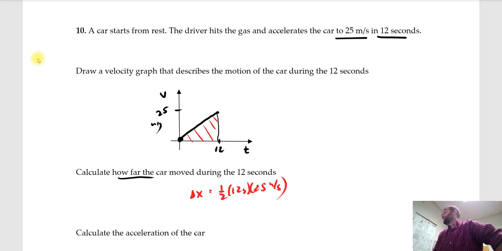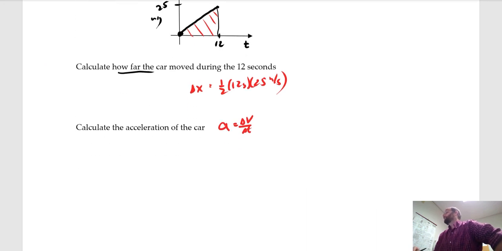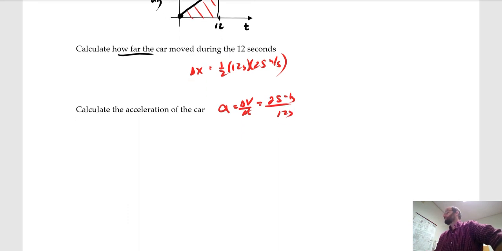Acceleration, right? Just have to know how that's calculated. Change in velocity over change in time. That's slope, rise over run. In this example, 25 meters per second over 12 seconds. And you're going to get a number with units of meters per second per second.